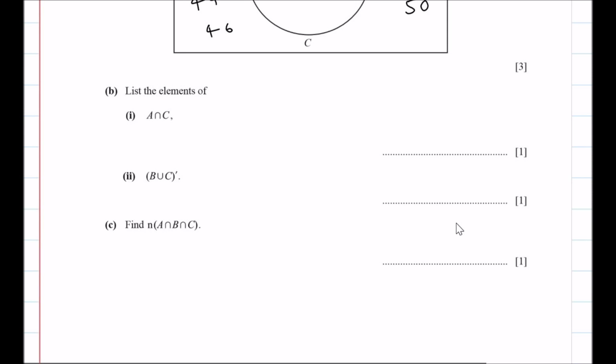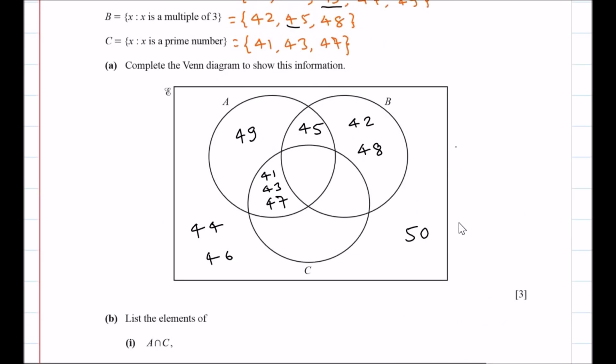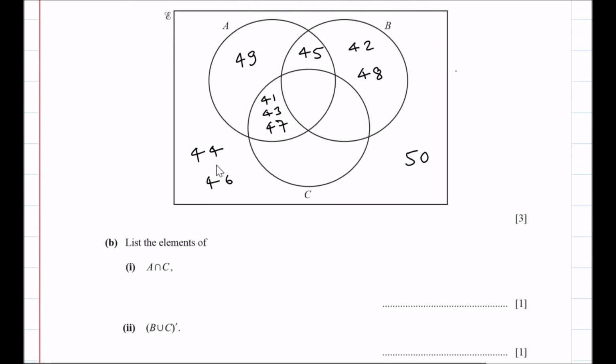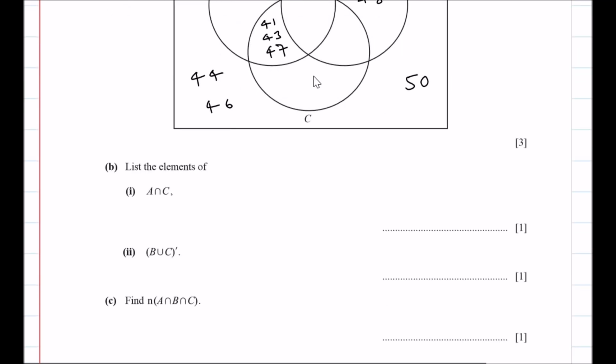Next, it says list the elements of A intersection C. A intersection C. What are the elements? Easily you can see, A intersection C is this part. So 41, 43, and 47. This part. So 41, 43, 47.